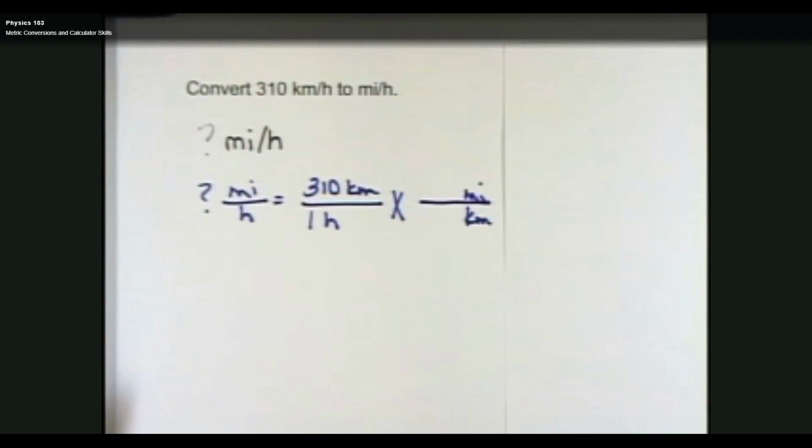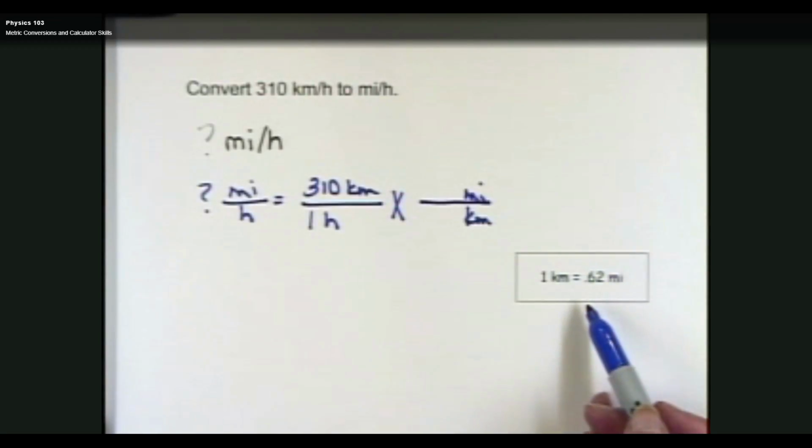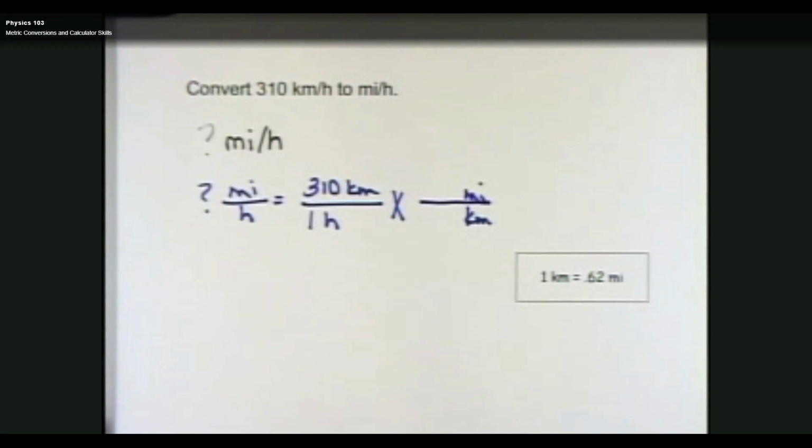Do you know a fact about miles and kilometers? Not off the top of my head. And you're not expected to. Let me give you that fact, and that fact will always be given to you. The fact is that 1 kilometer is 0.62 miles. Now, that could come in real handy if you're running a 10K race, but you don't have to know that. That will be given to you.